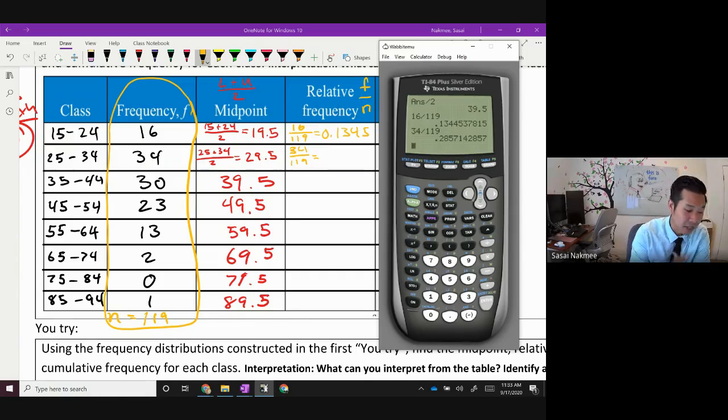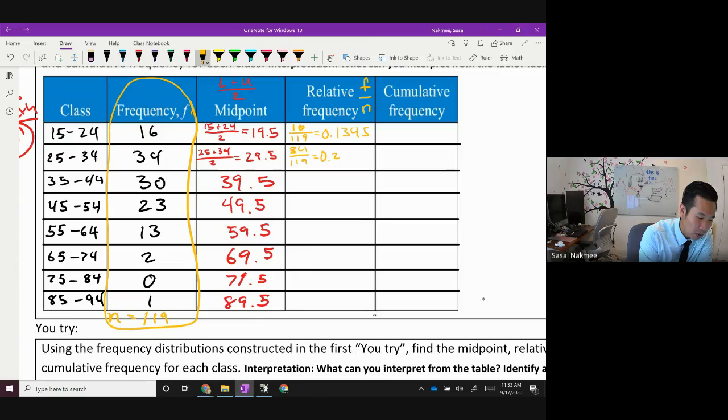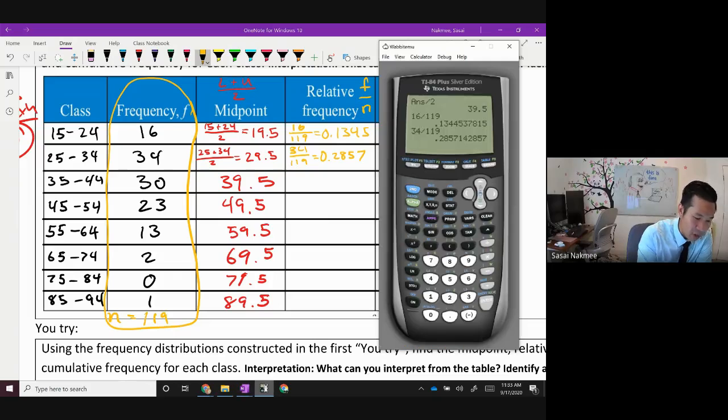Yes, Calvin, that's what I was saying. If you want to leave it as 34 over 119, you can. And that's perfectly fine. Right? So here, this is going to be 0.285. What the heck was that number? 7. You see how this one doesn't round that 7 to an 8? And that's because the decimal place that's after the 7 is a 1. And you would not round that up.